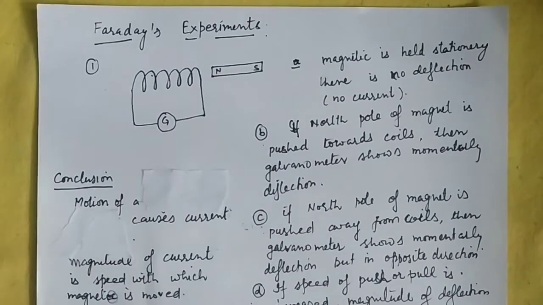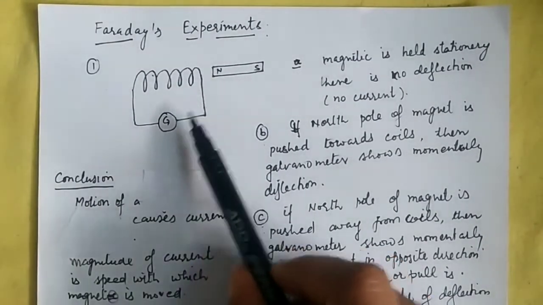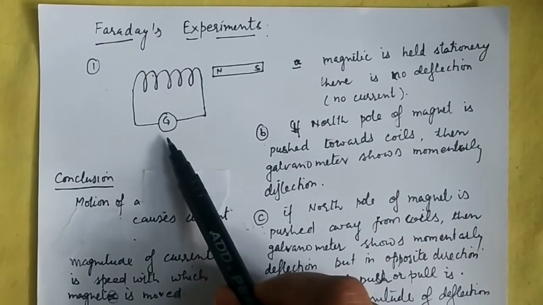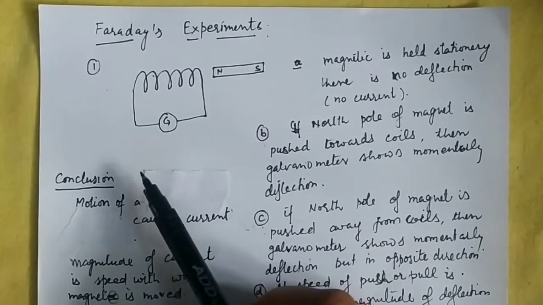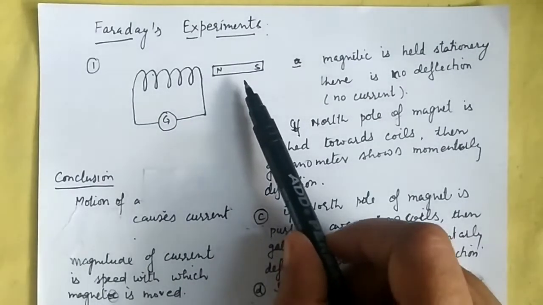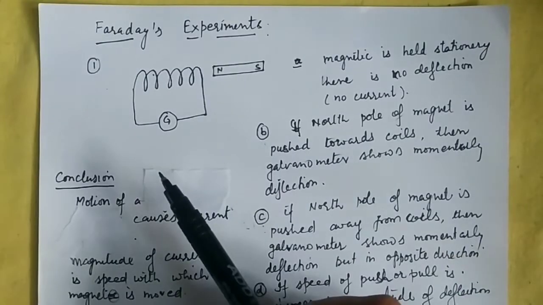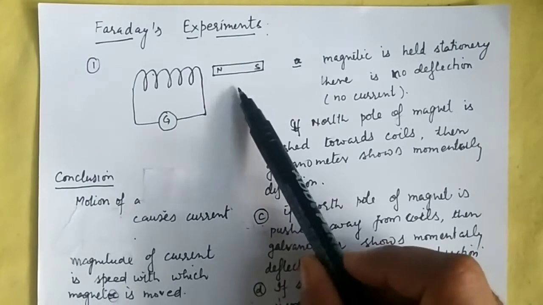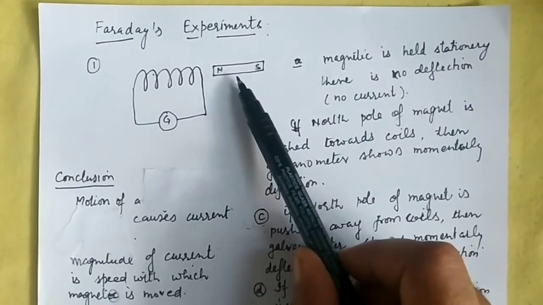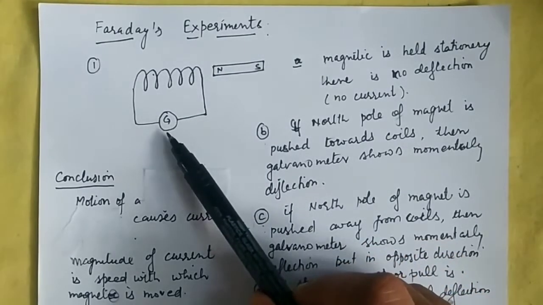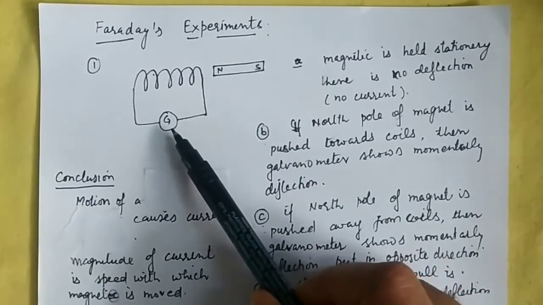Let us discuss the first experiment, in which we have a large number of coils attached to a galvanometer to show the presence of current in these coils. Here is a magnet placed along this direction. In the first case, if the magnet is stationary or at rest, there is no deflection in the galvanometer, meaning no current in the coil.